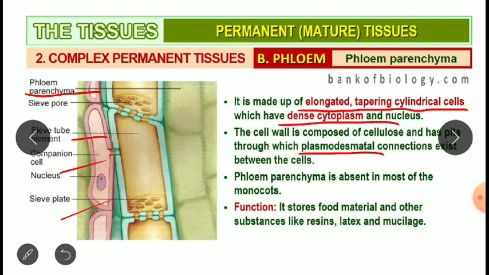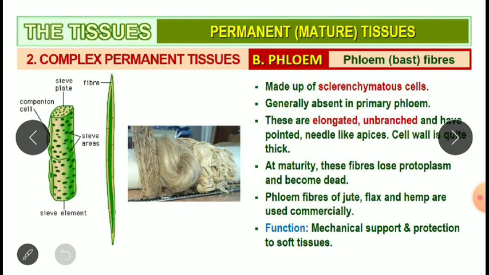The phloem parenchyma is usually absent in the monocotyledons, but it is present in the dicots. The main function of the phloem parenchyma is to store food material and other substances like resins, latex and mucilage. So these are the phloem parenchyma.